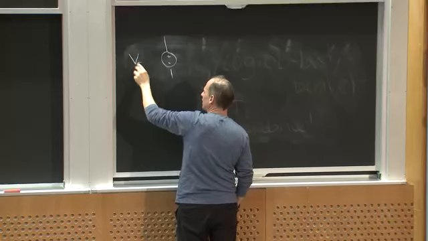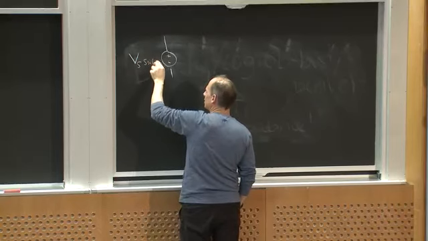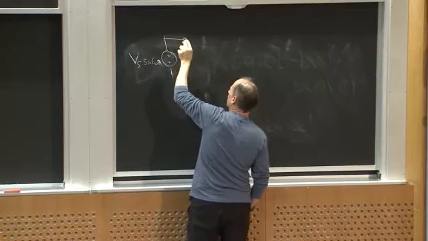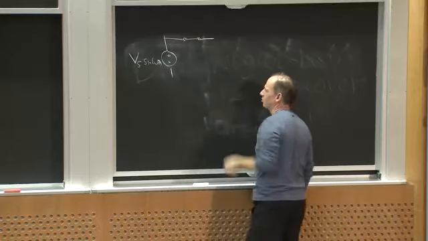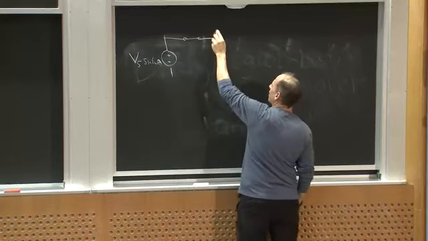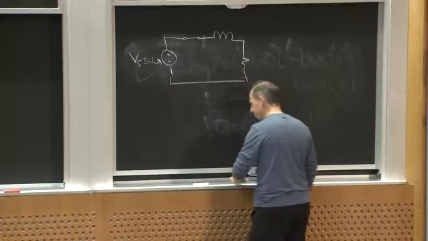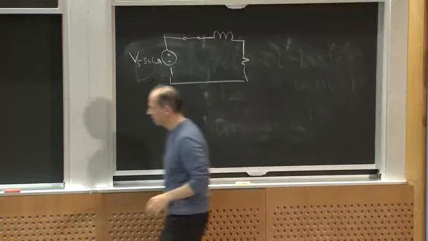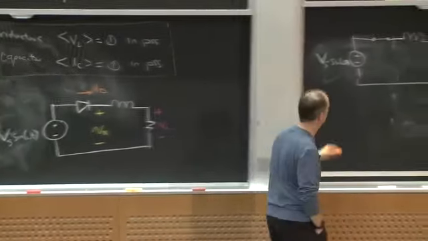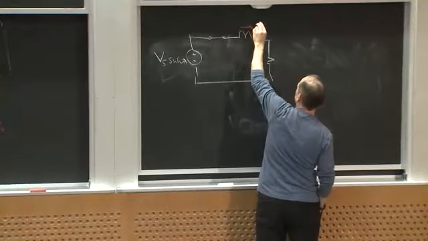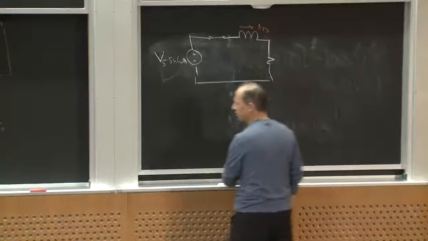So in that case, I have Vs sine omega t. I'll assume that the diode's always on. I'll replace it with a short. I have my inductor, and I have my output. Okay? And here's my diode current, ID. And here's my output voltage, V out.